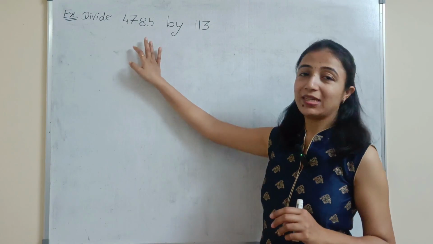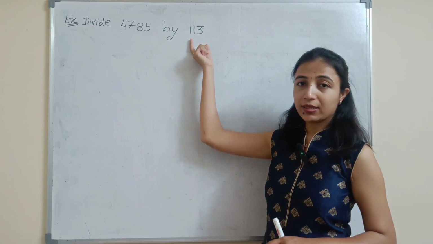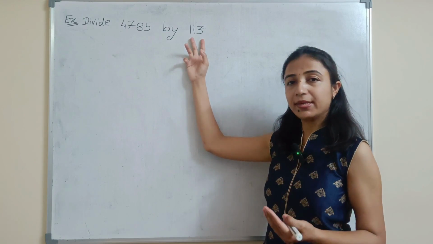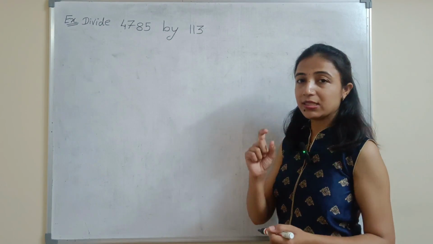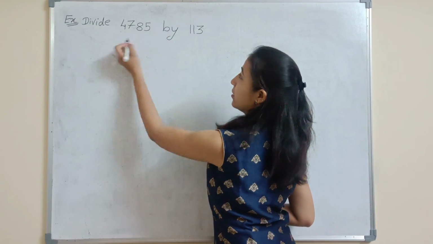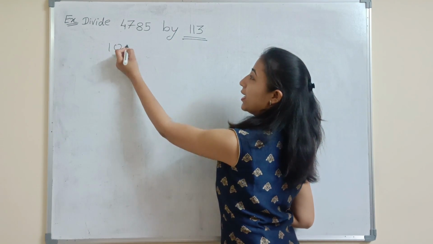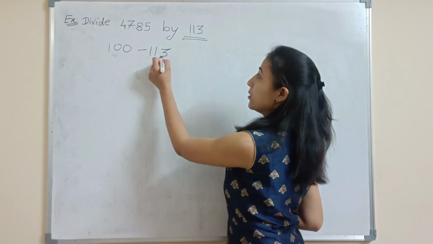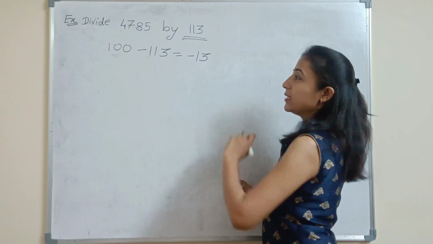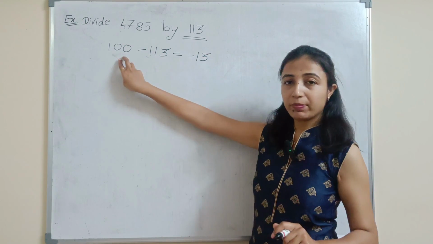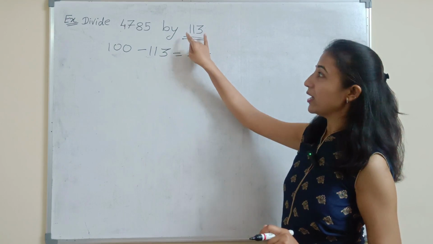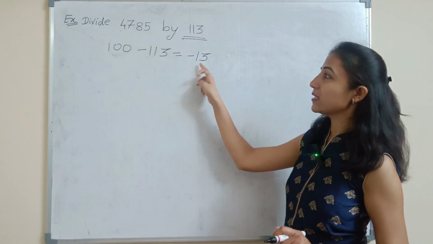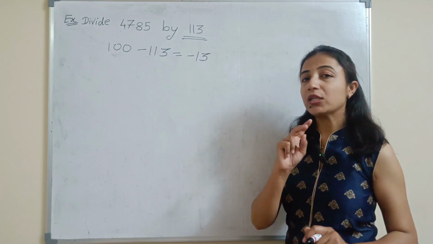Now see how to solve this type of question. Here, for 113 we consider the base number 10, 100, or 1000, and this number is greater than the base number. So 113 is near to 100, and it is 13 more than that base number. 100 is our base number and we are dividing by 113. If we take the subtraction, 100 minus 113 is minus 13. So in short, we are getting the 2 multiplier.